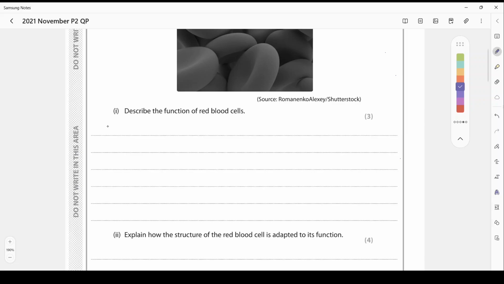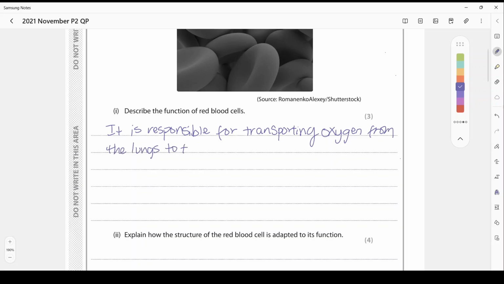So it is responsible for transporting oxygen, so that's the 1 mark, from the lungs to the cells of our body. So this is a 3-mark question, so 1 mark goes to transporting oxygen, the other mark would be from the lungs, and then the 3rd mark would be to the cells of our body, or the tissues of our body.